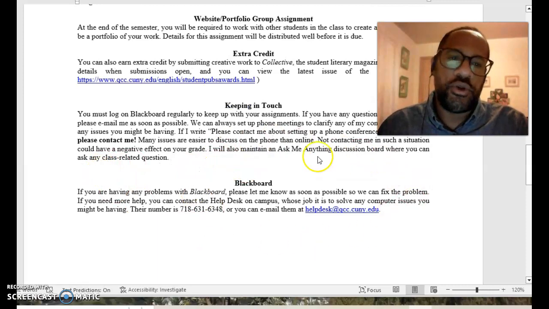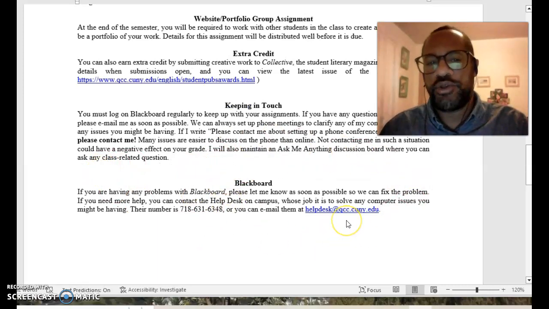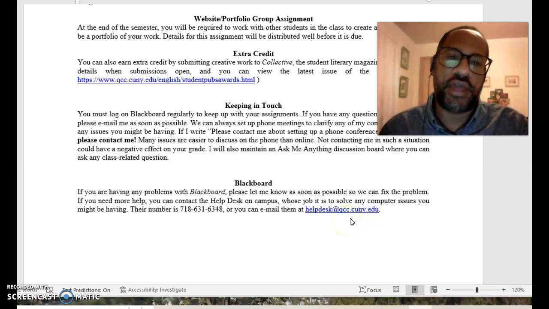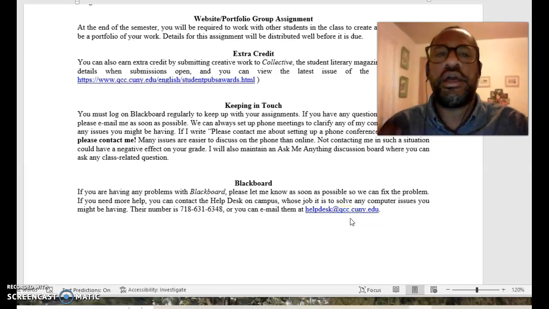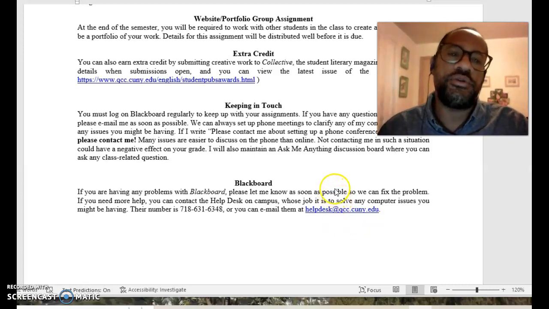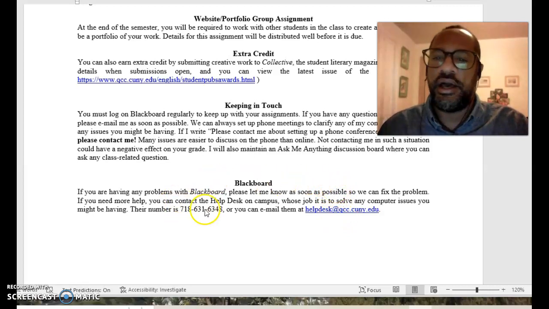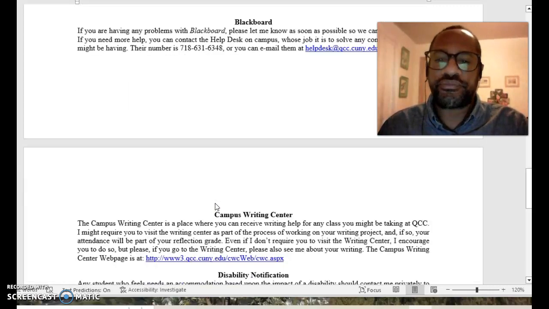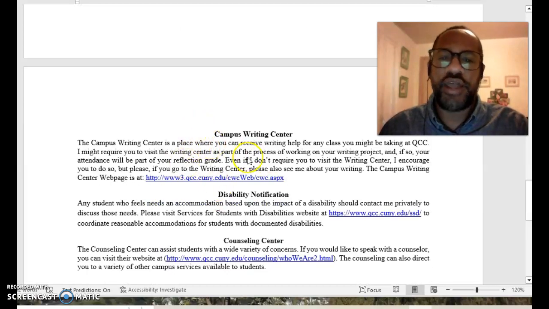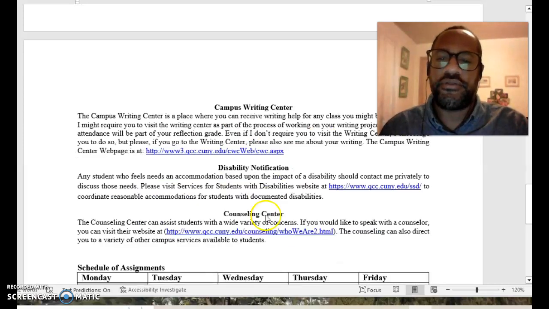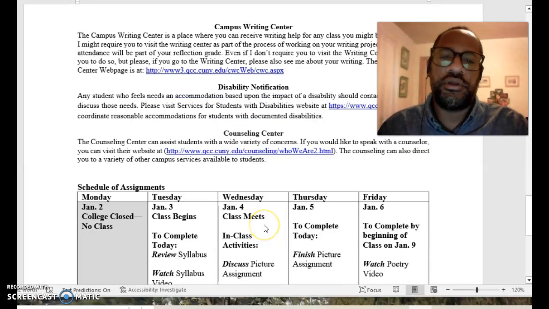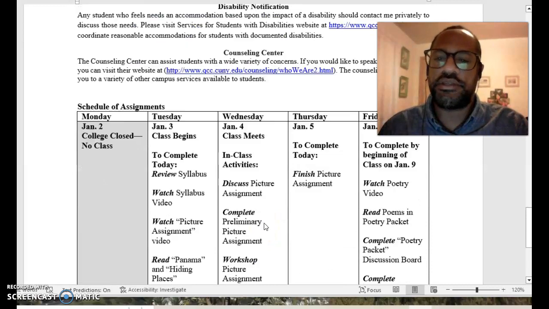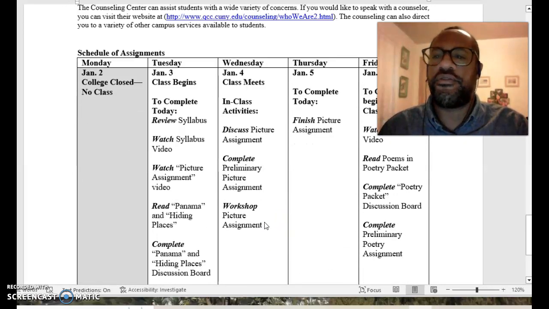You need to make sure that you know how to use Blackboard. Most of us, especially coming out of the pandemic, have some idea about how to use Blackboard. But if you're having issues with that, let me know as soon as possible because you don't want to get behind. And here's the number of the help desk if you are having some of those issues. And then we have a campus writing center. I can tell you more about that. There's also disability notification and the counseling center, if you're having any of those kinds of issues, you can talk to them. And then here we've got the assignments for this first week.